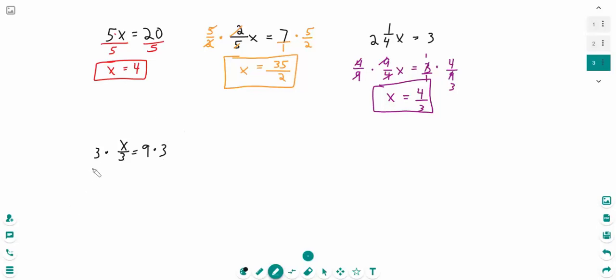Now we recognize that, hey, this is actually going to work because the 3's are going to cross cancel each other out, and we end up with just an x. And then on the right side, we have 9 times 3, which is 27. So x is actually equal to 27, which makes sense. If you plug it into the equation in the beginning, the x is now a 27. So 27 divided by 3 is in fact 9. So that's perfect. It's exactly what we're looking for.